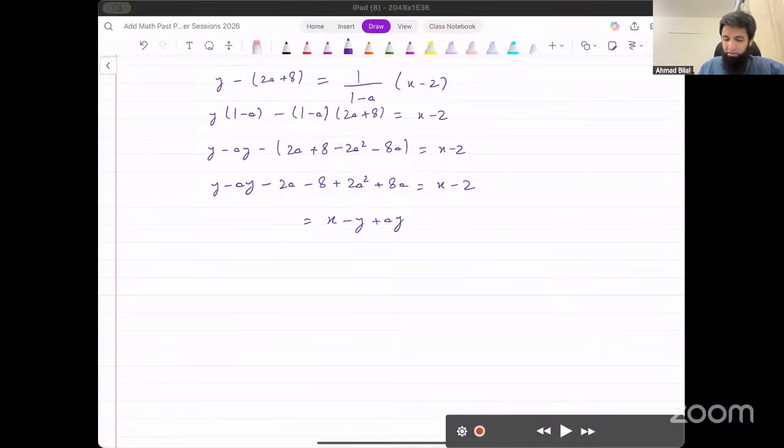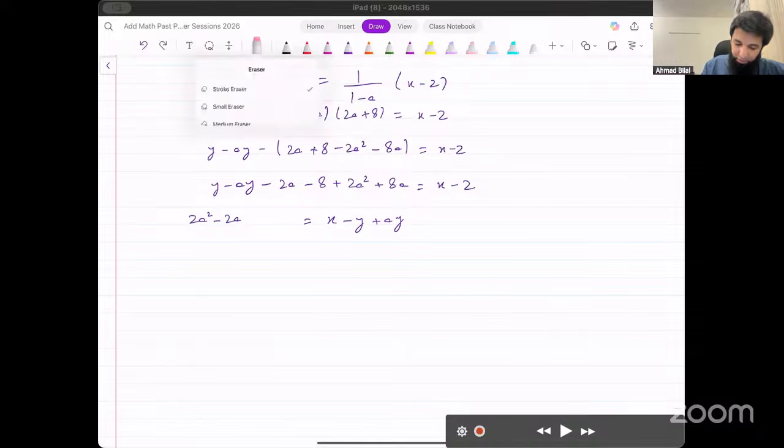Anything that does not have an x with it, that's a constant. These are all constants, right? So we have 2a squared minus 2a minus 8. Let's add them up together. Minus 2a plus 8a, that will be plus 6a. Minus 8 plus 2 from the other side, that will become minus 6. Okay, this is what we're getting now.